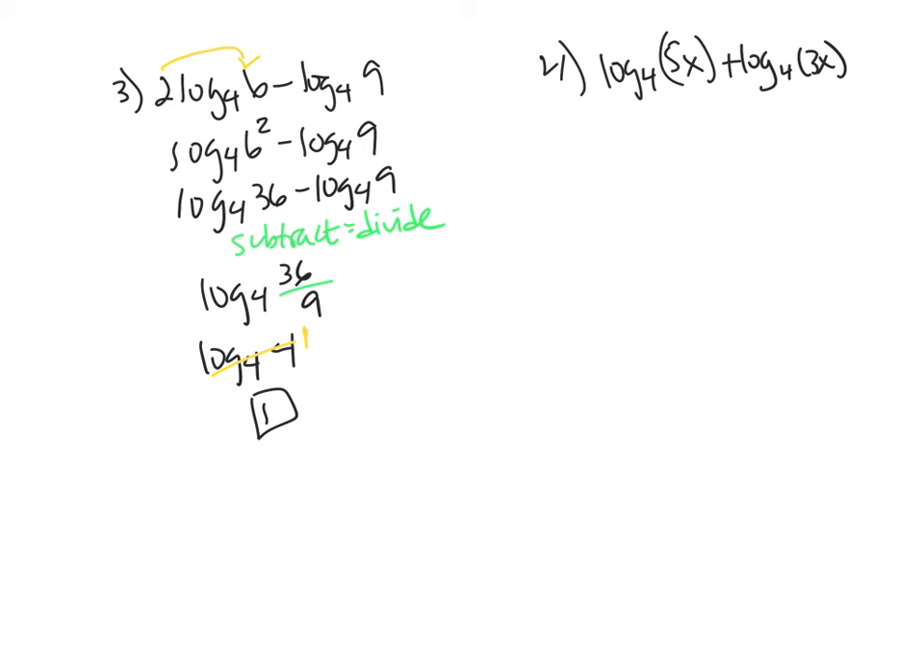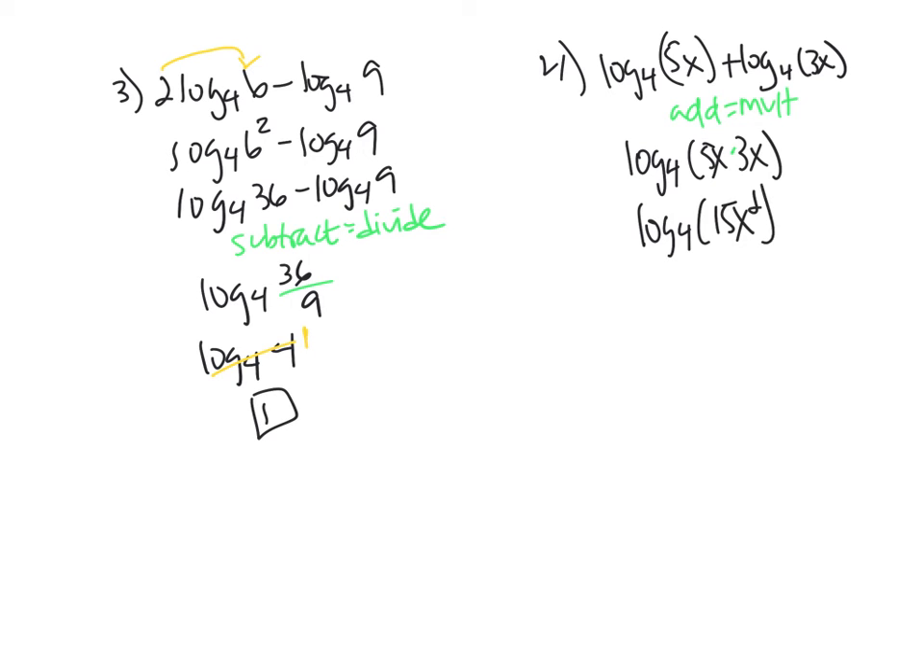So what if we had log base 4 of 5x plus log base 4 of 3x? Well, again, we have two logs with addition in the middle. So addition we can condense using multiplication. So log base 4 of 5x times 3x. And what is 5x times 3x? 5x times 3x is 15x squared. And 15 doesn't have any base of 4, so that is simplified.